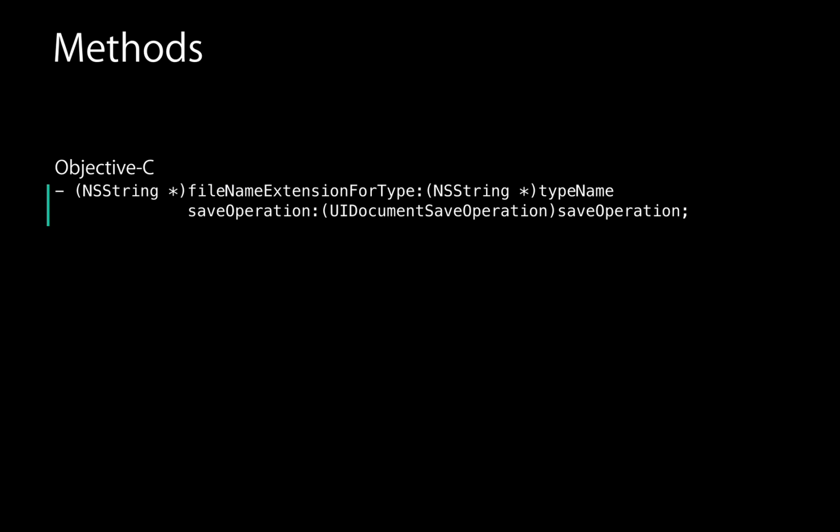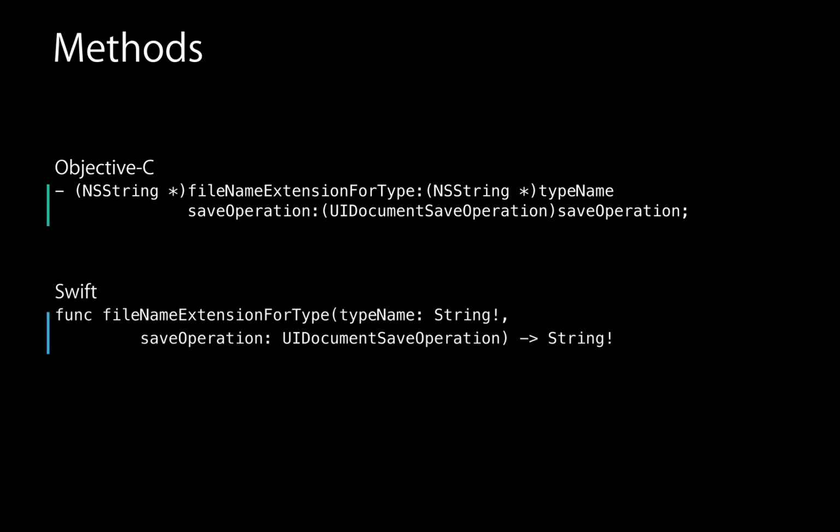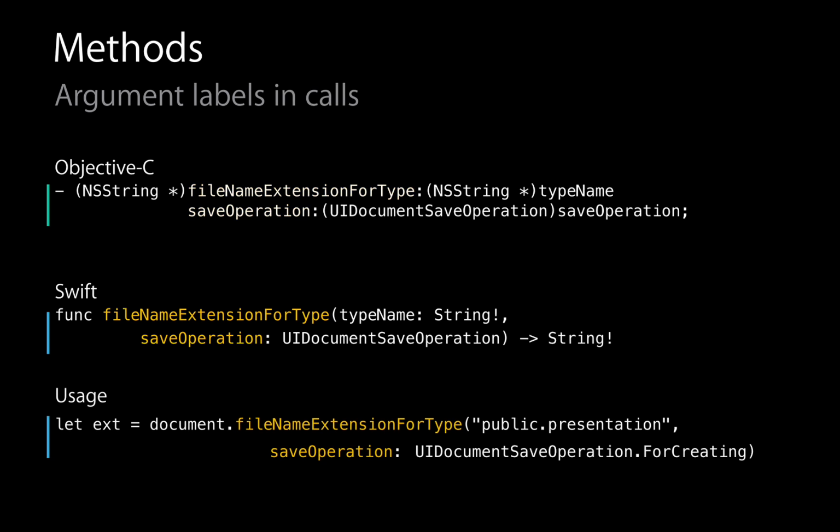Let's take a look at methods. Here's an Objective-C method, fileNameExtensionForType:saveOperation:. Comes into Swift here as, again, a method. Now, one important thing to note here is that all of the selector pieces from the Objective-C method are here in the method signature in Swift. The first selector piece has become the so-called base name of the method. The second selector piece, saveOperation, has become a label on the second argument. Really important thing here is that these labels and their order are enforced at the call site.